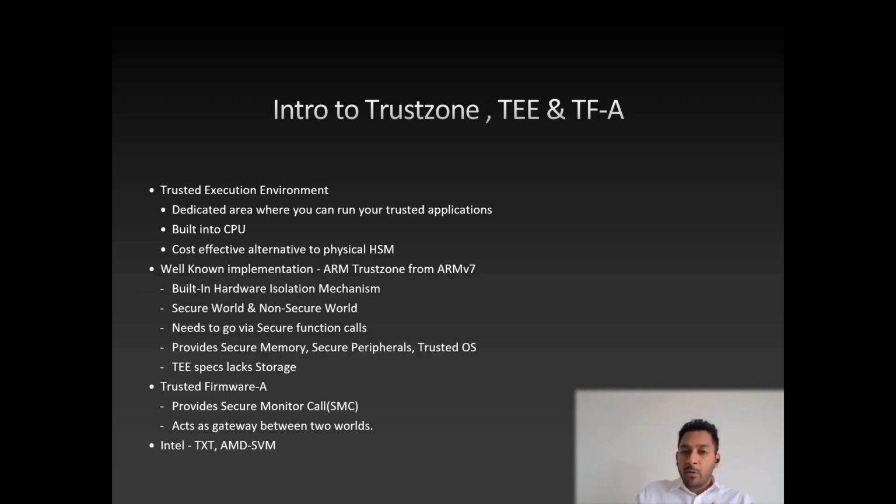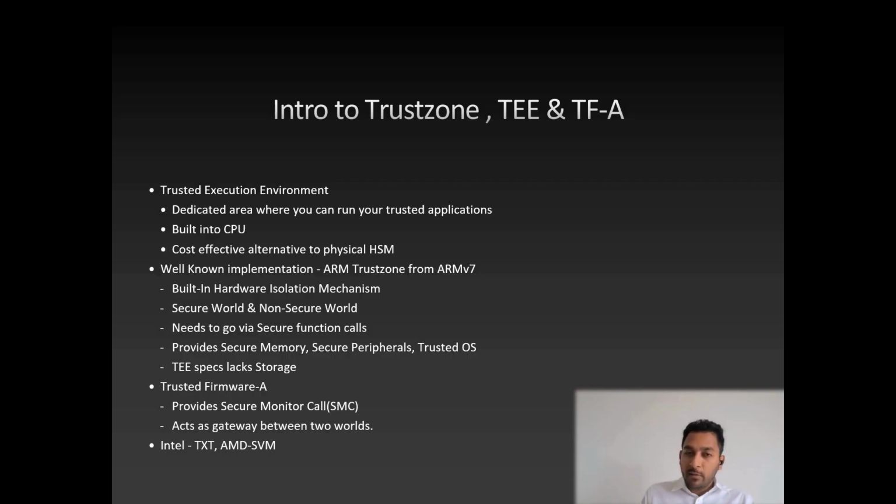One of the well-known implementations is ARM TrustZone. It's a security feature provided by the ARM processor. Starting from V7, it got fully adopted. It's a hardware-backed security mechanism. How does it work? It literally splits the processor into two different worlds, secure world and non-secure world. It means code in the non-secure world cannot access the secure world.